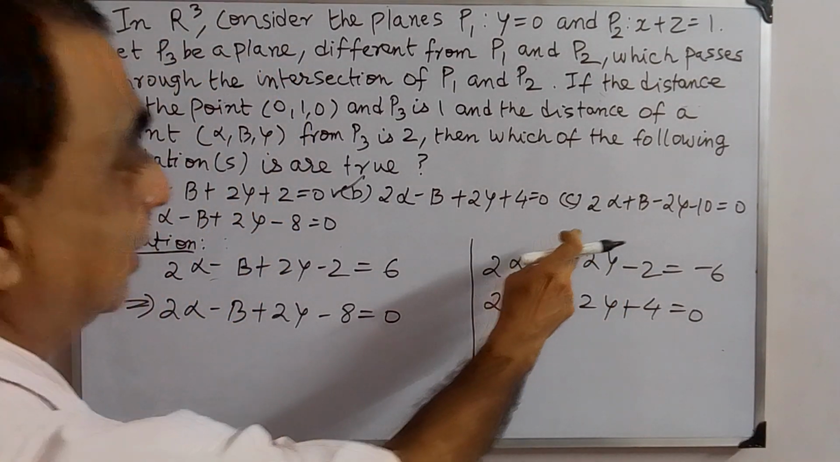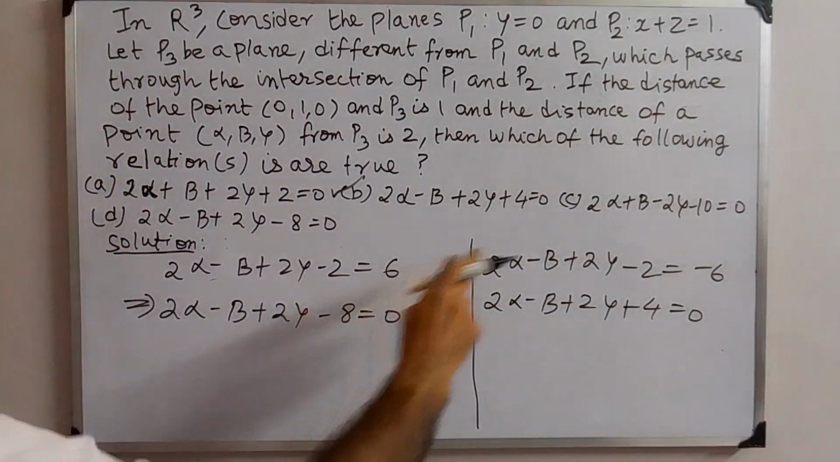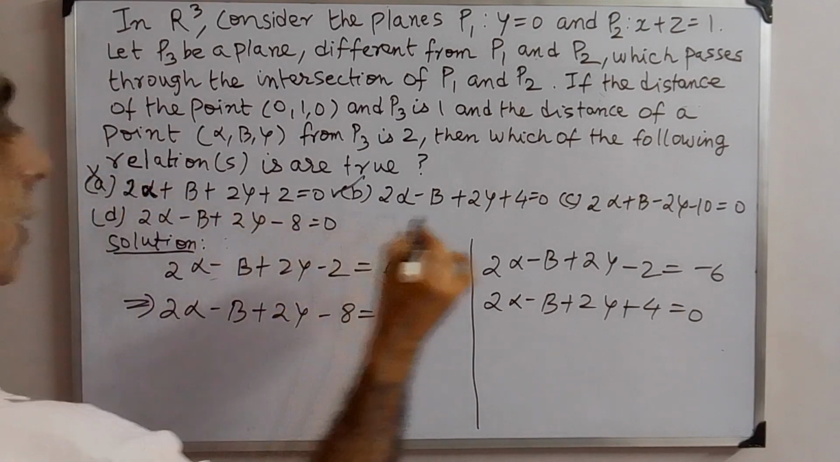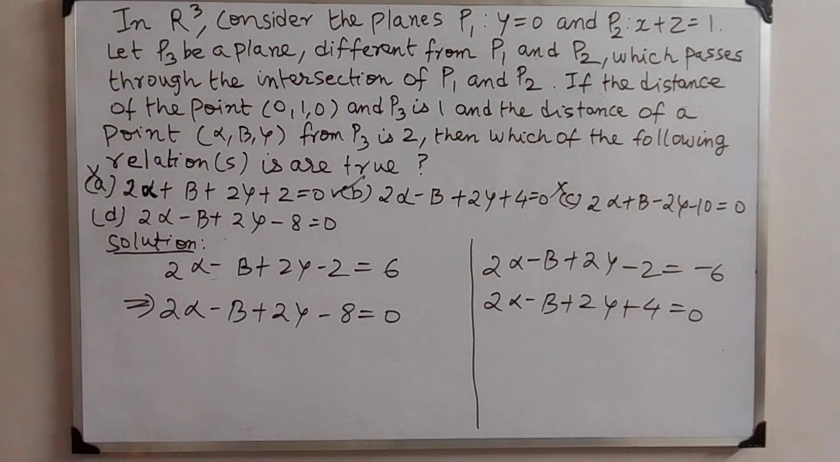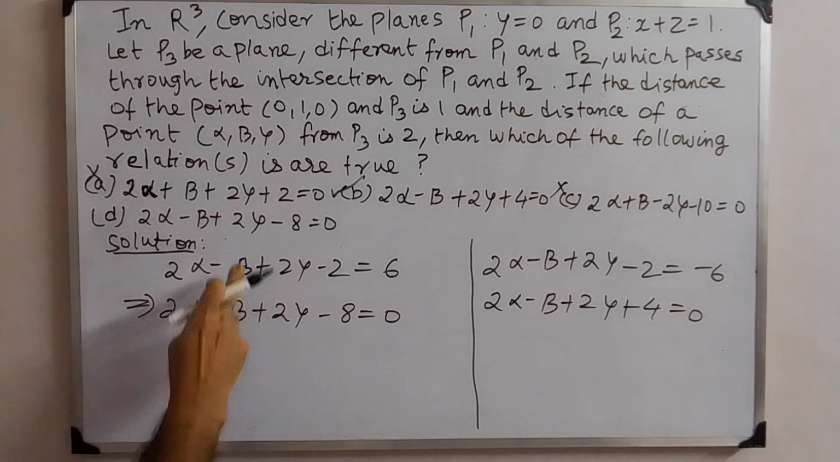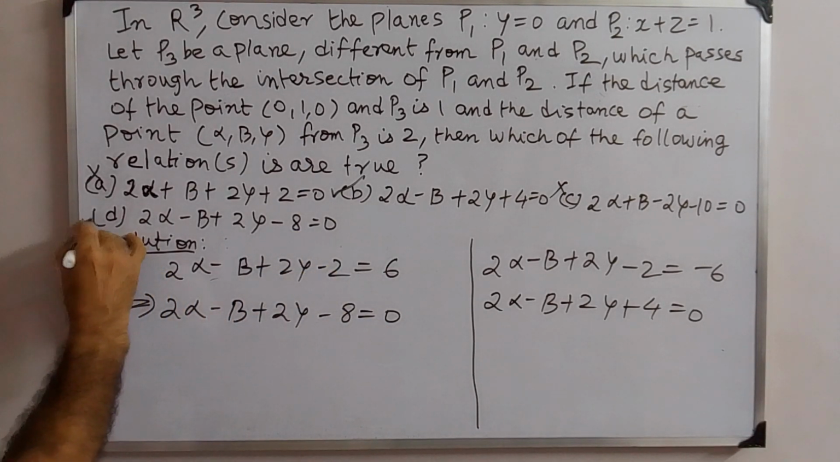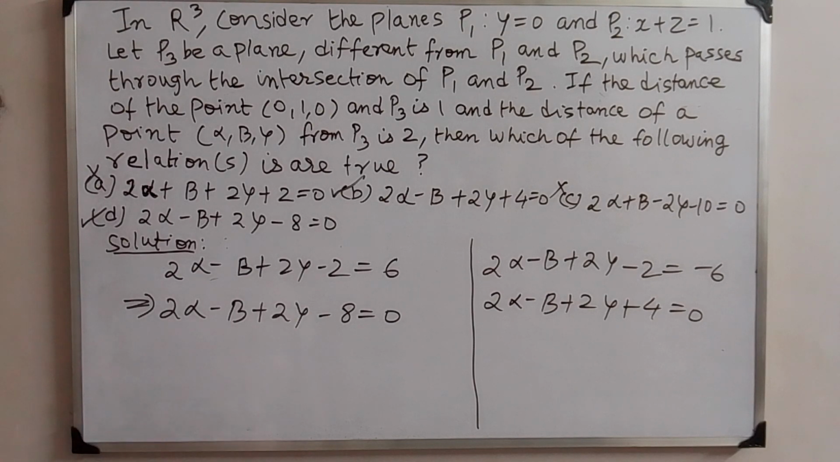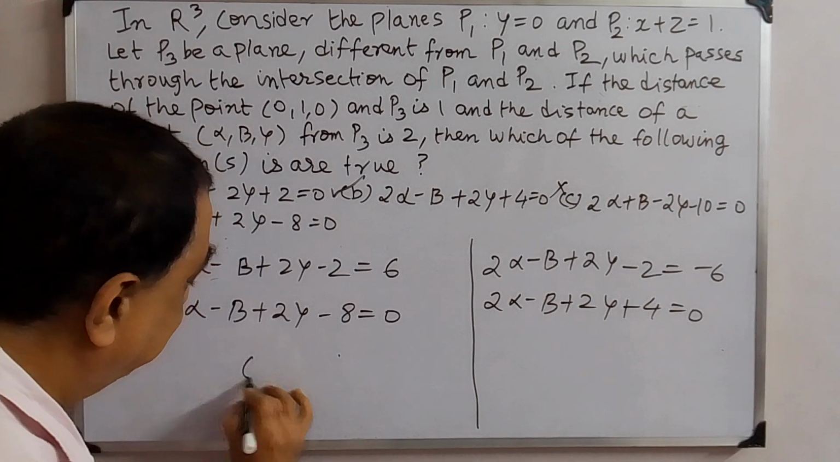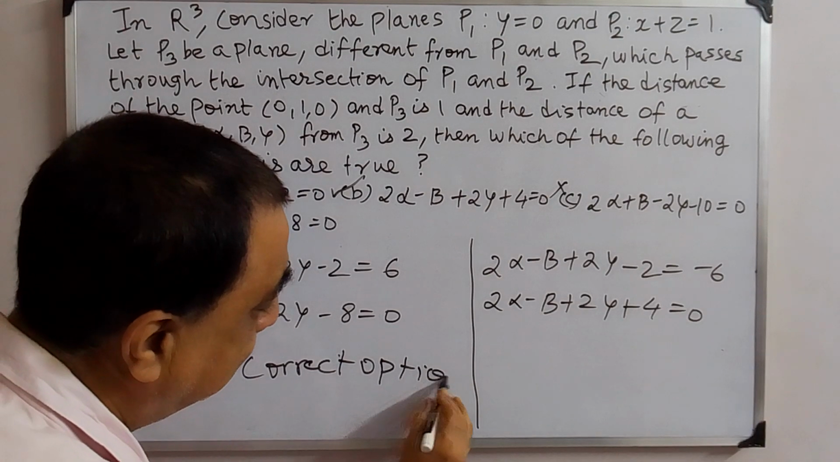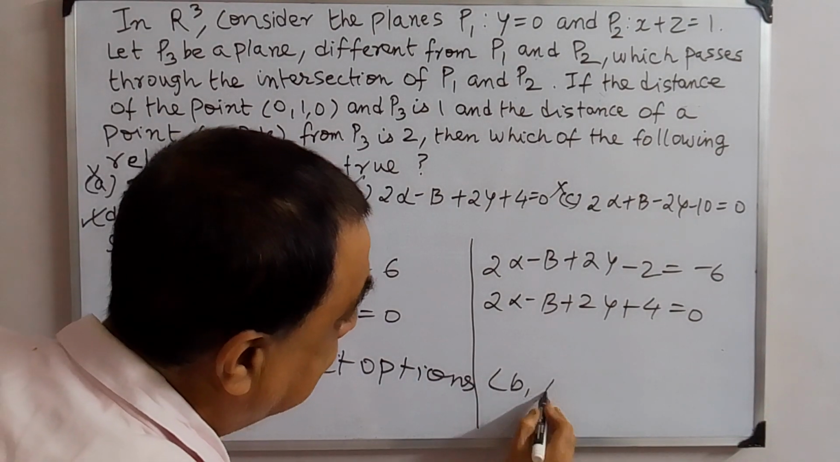And then check C. Here it is 2 alpha plus beta. Here we are not getting that. So A is incorrect and C is also incorrect. Now check the D one. Okay, 2 alpha minus beta plus 2 gamma minus 8 equals to 0. So D is also being satisfied here. So the correct options are B and D. So the correct options for this answer are B and D.